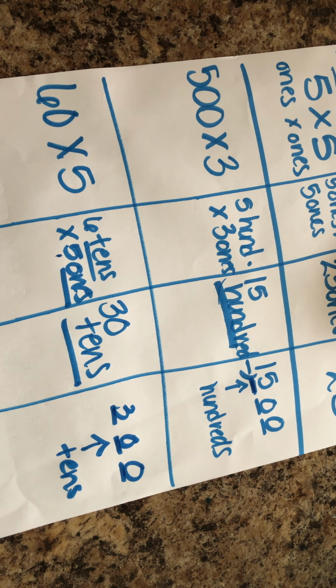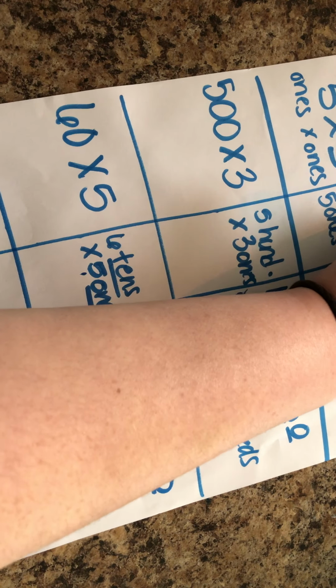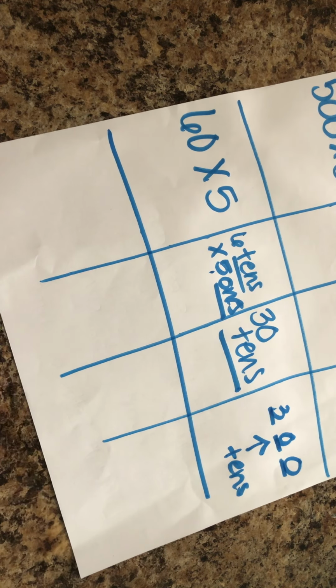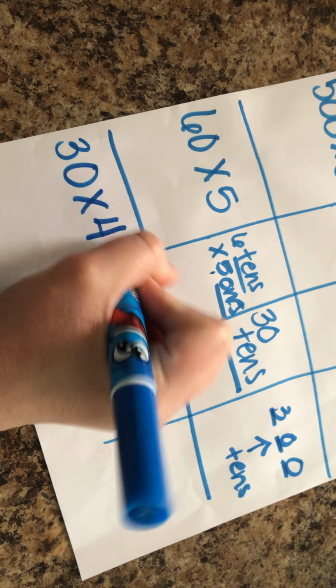Okay, that makes sense? All right, moving on. Next problem. I think it's a 2-digit by a 2-digit. Okay, so these are the hard ones. A lot of people are struggling with these, so I really want you to pay attention. So let's do like 30 times 40.